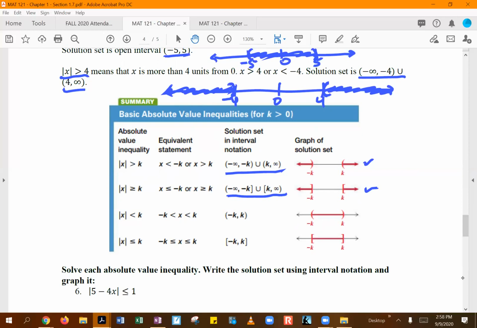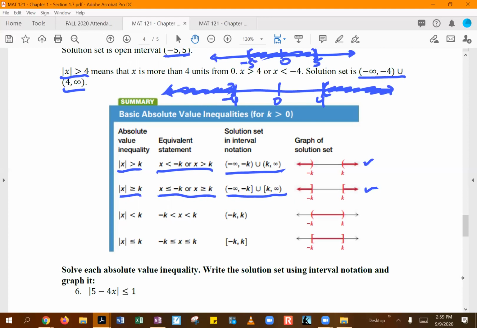It's kind of like an addition symbol, but for the set theory concept over here. So that's why we are basically saying, let's bring the interval from the left-hand side and put it together with the interval from the right-hand side by using that union symbol. And that only happens with absolute value inequalities that have the greater than or the greater than equal to symbol. And that's how we end up writing them down.